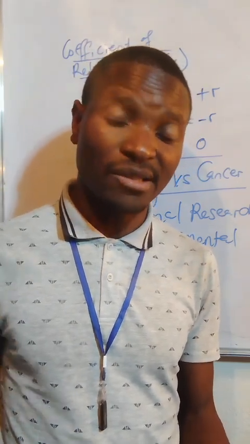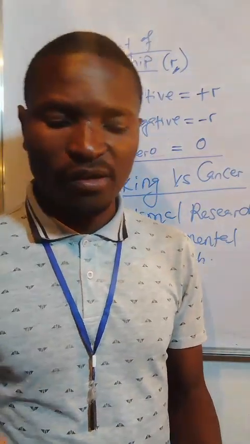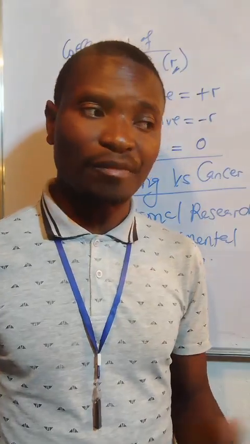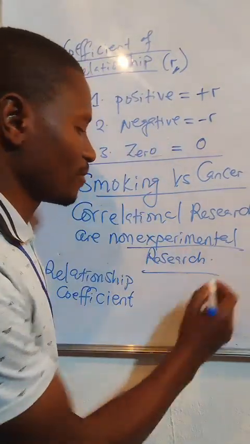So one thing that you need to understand is that correlational research allows us to make a prediction from one variable to another. If two variables are correlated, we can predict from one variable to the other with a certain degree of accuracy, okay, and that's one thing that you need to understand. So therefore, correlational studies are conducted for various reasons. I'm not saying that it is non-experimental.